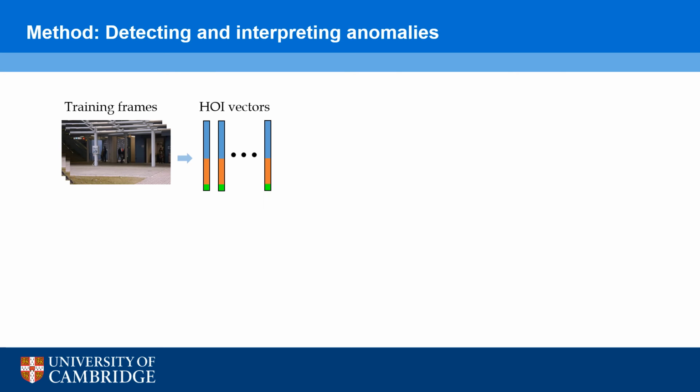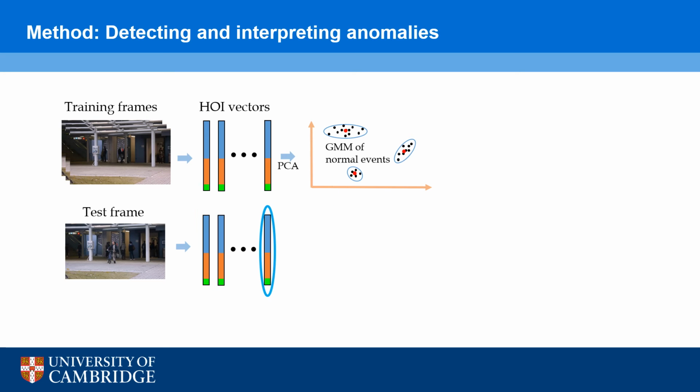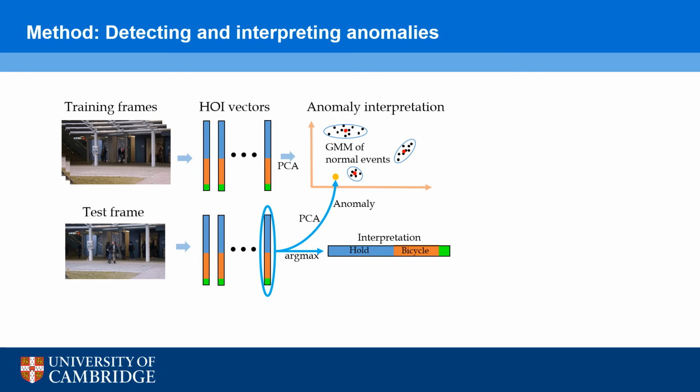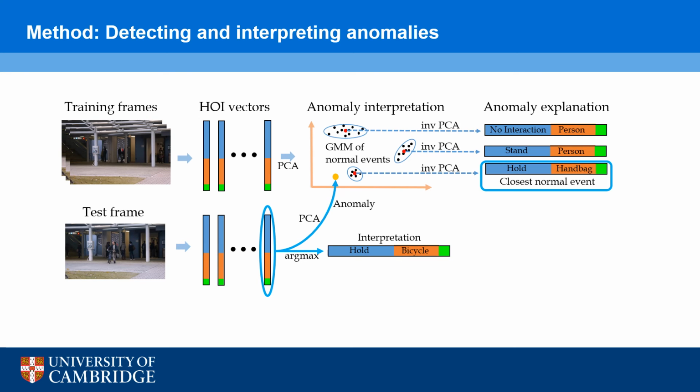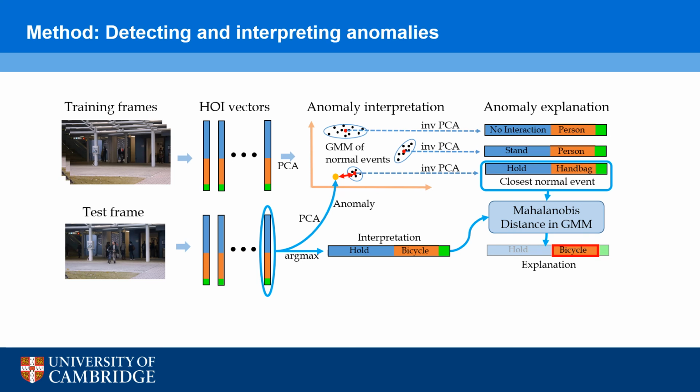In more detail, in training, we build a Gaussian mixture model of normal events represented by HOI vectors from the training frames. In testing, we declare a frame as anomalous if at least one of its HOI vectors has low probability under the Gaussian mixture model. We can then interpret the anomaly by direct inspection of the HOI vector and explain it by retrieving the closest normal events, and by measuring the Mahalanobis distance in the Gaussian mixture model, we can identify the elements of the HOI vector that made it anomalous. In this case, the anomaly is due to an anomalous object, a bicycle.